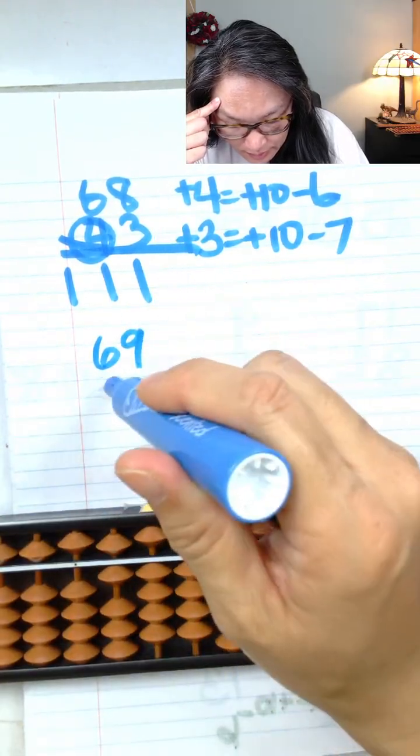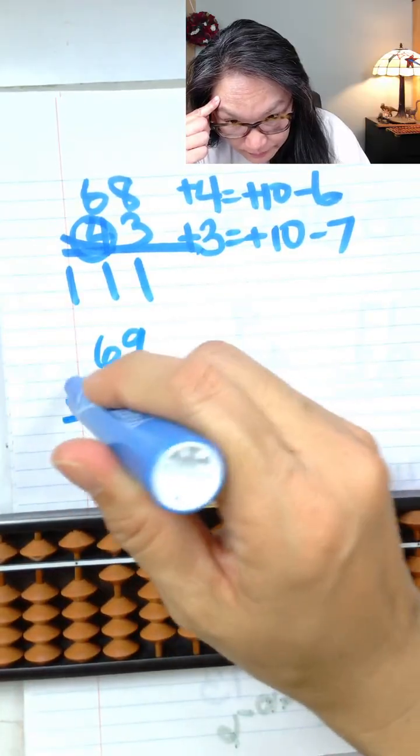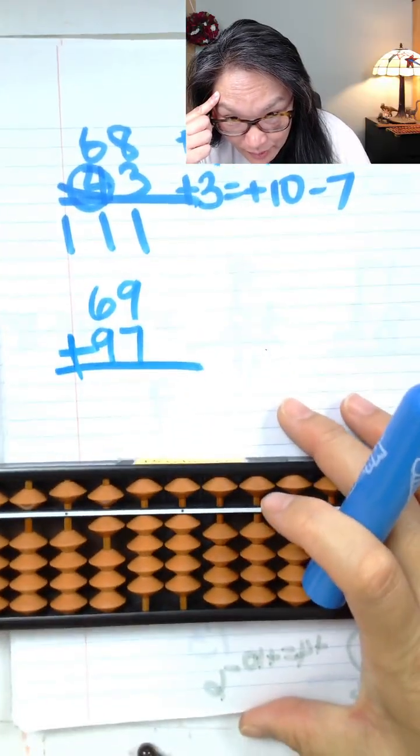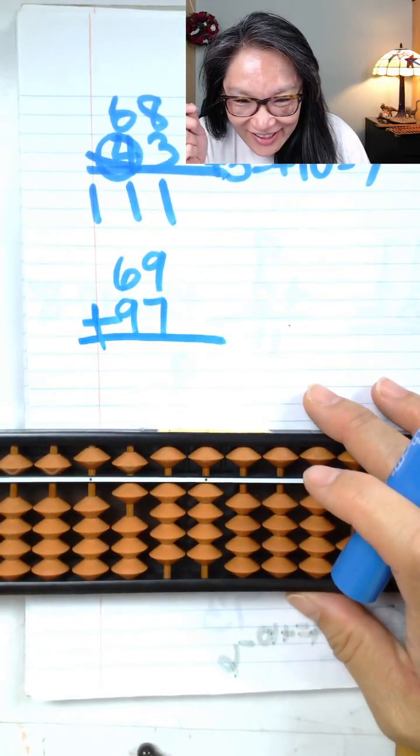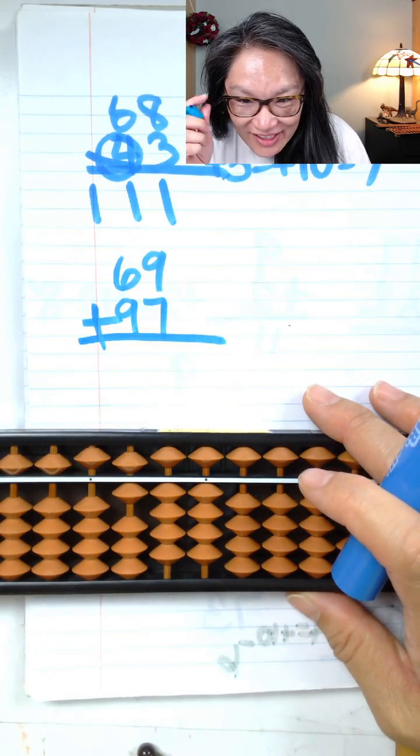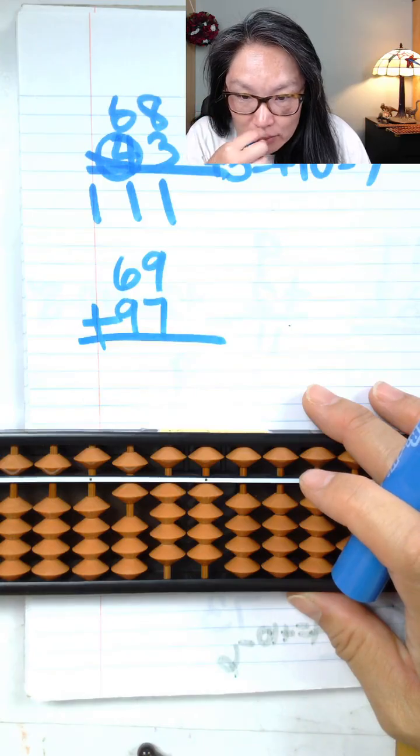69 and 97. It's 1 a.m. I want to order an abacus. Oh, you guys are fun. Oh, learning a lot. Thank you so much. I think I spelled it wrong. Oh, yeah.